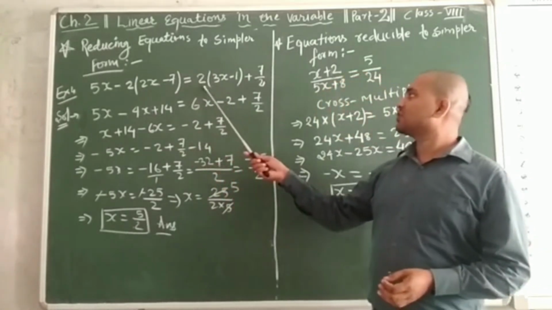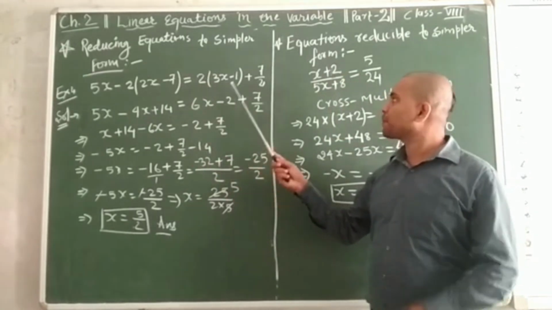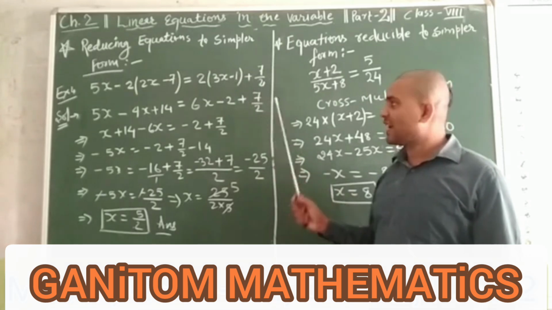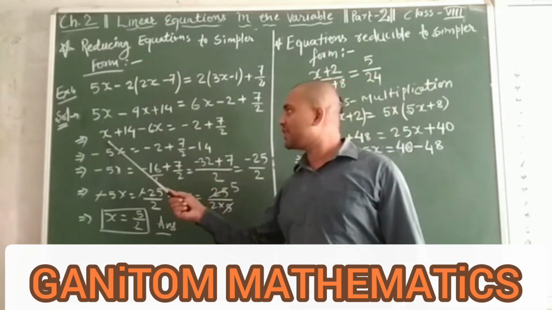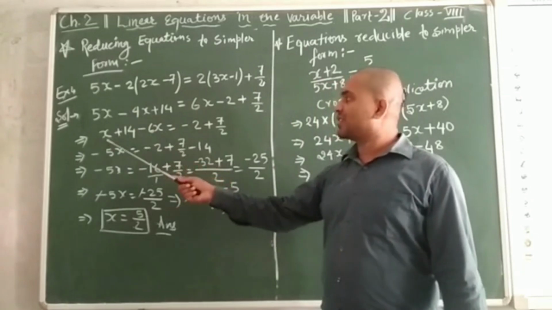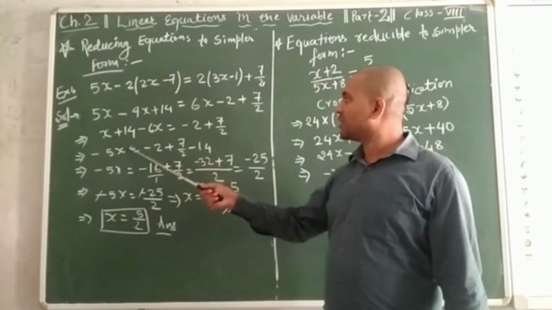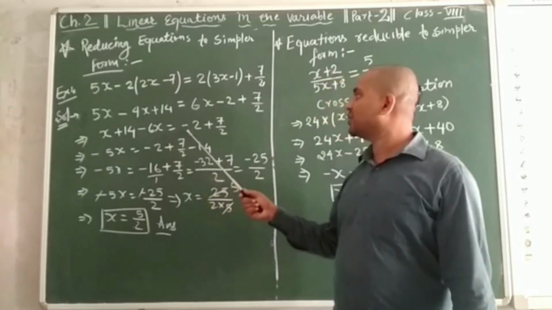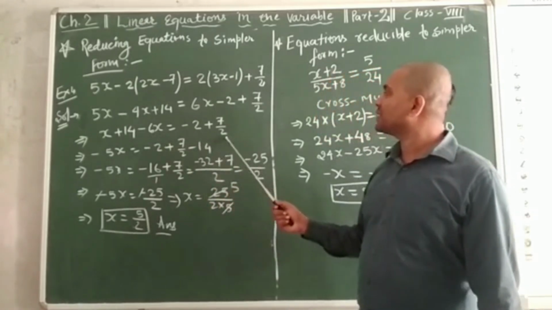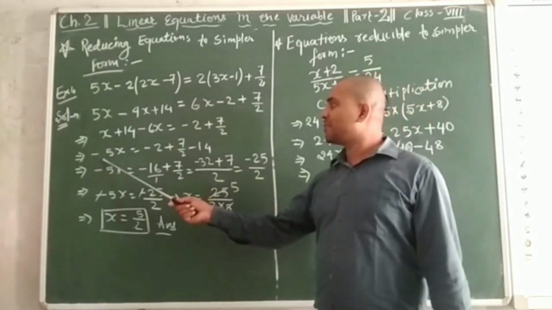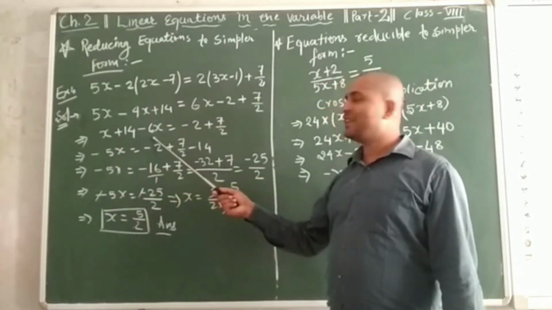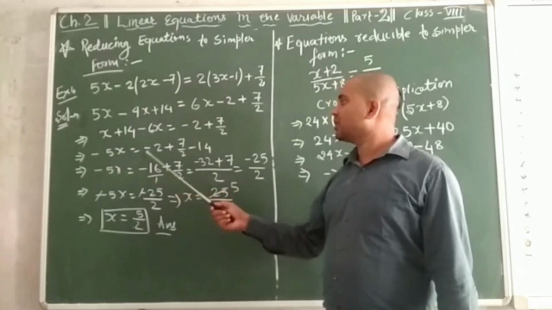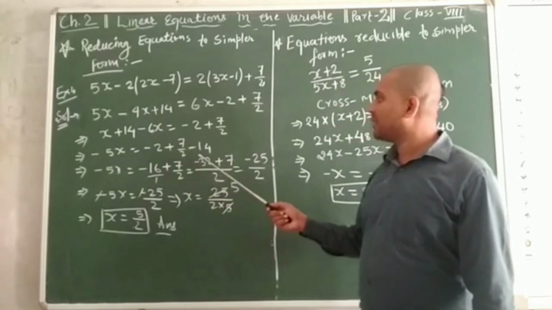This side 2 into 3x, 6x, and minus 1 into 2, that is minus 2, plus 7 upon 2 as it is. This means we have proceeded that 5x minus 4x, that is equal to x plus 14, and this 6x shifted to LHS side, that becomes minus 6x, that is equal to minus 2 plus 7 upon 2. Okay, in the next step, x minus 6x, that becomes minus 5x equal to minus 2 plus 7 upon 2 minus 14.